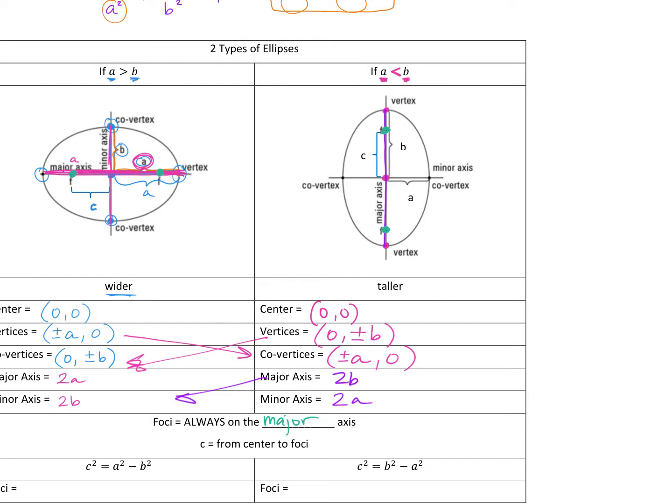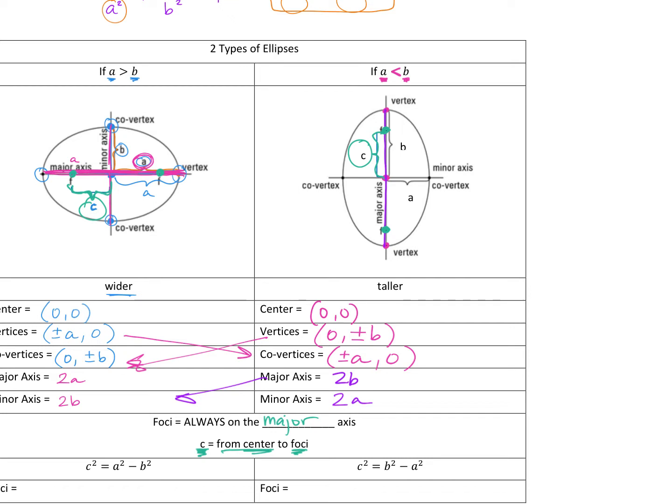Okay, so something to note in this setup, your C value, just like we said with parabolas, is still the distance from your center to your foci. So this is your C, or this is your C, right? So C is here, C is here. That doesn't change. Just like we said with parabolas, same thing for ellipses.